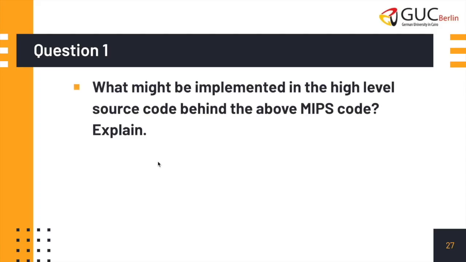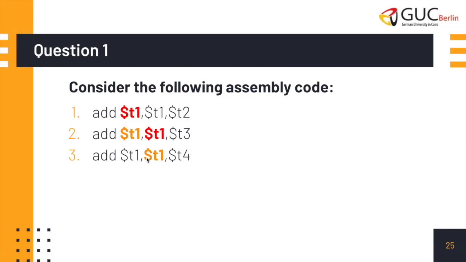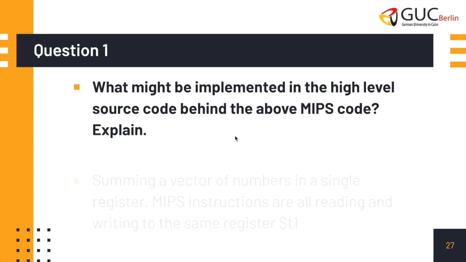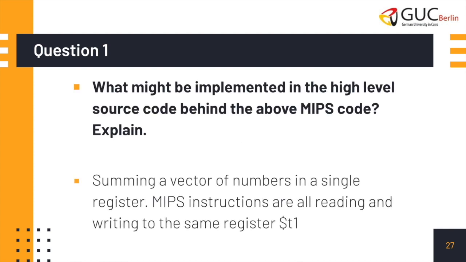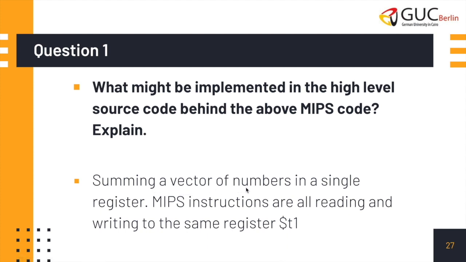The second question is, what might be implemented in the high-level source code behind the above MIPS code? Explain. So basically, it's trying to identify the functionality of this assembly code. If we see the solution, it is summing a vector of numbers in a single register. MIPS instructions are all reading and writing to the same register, which is T1. So the functionality is the summation of a vector of numbers in a single register.